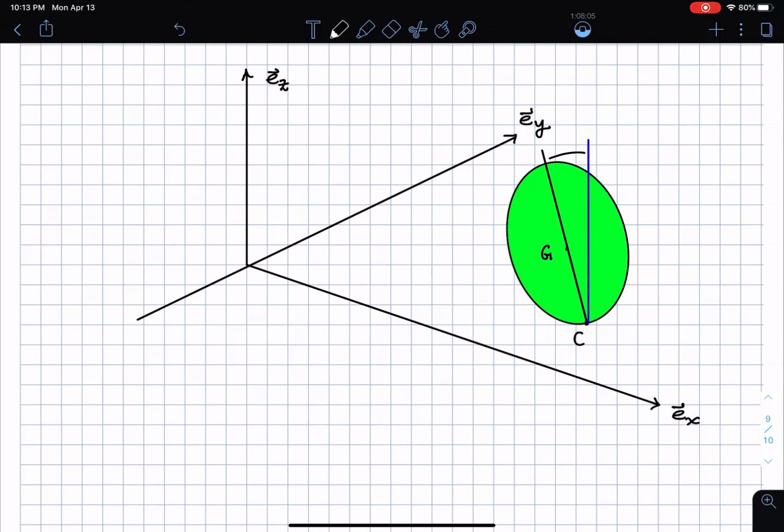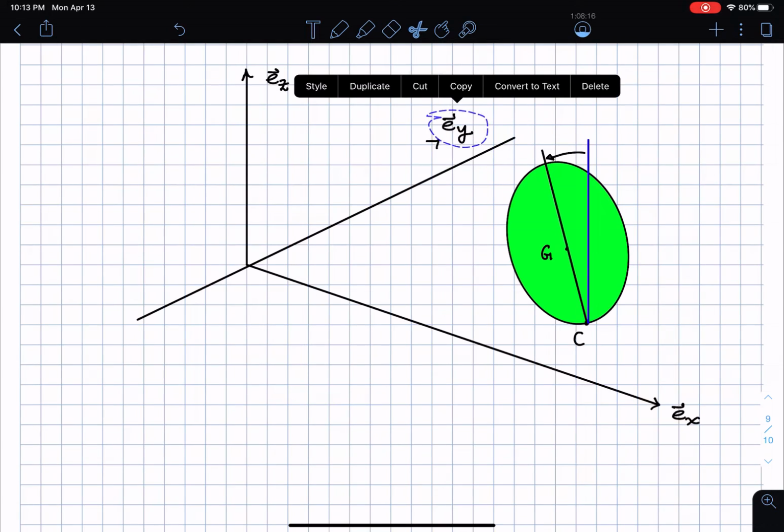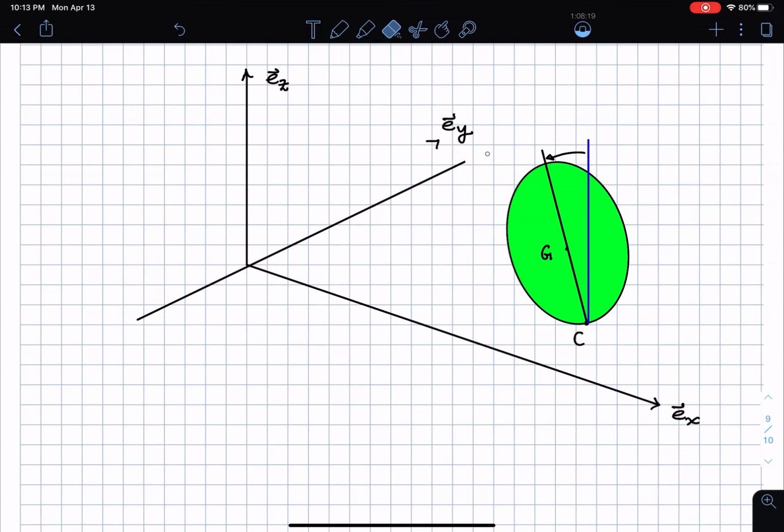Okay, so here is the angle. I'm going to call that angle theta. Let me take this guy and slide that a little, reduce the length of this axis, just so I have more space to write things.